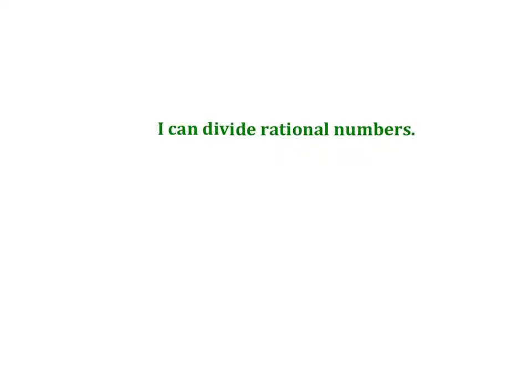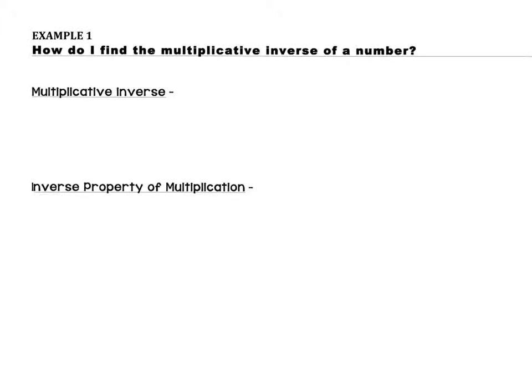In this lesson, we're going to look at how to divide rational numbers. Alright, so the first thing we're going to want to do is to define multiplicative inverse and the inverse property of multiplication. The multiplicative inverse is the reciprocal of a non-zero number a, which is 1 all over a. Because if I've got a, it's the same as a all over 1, and so the inverse is going to be 1 all over a.